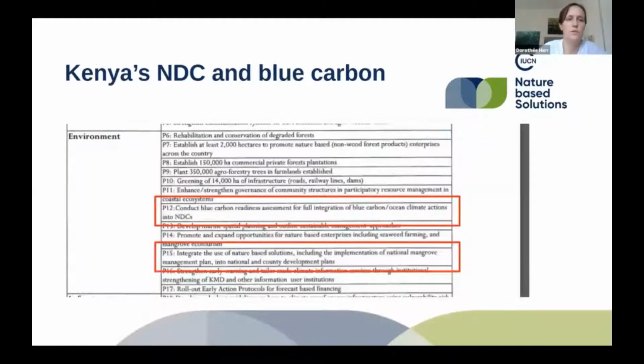And James alluded already to that, specifically other countries like Kenya made very specific references to blue carbon in their NDCs, on some sort of broader nature-based solutions, or for readiness assessment, etc., to be able to, in the next round of NDCs, have hopefully higher ambition, as well as more quantitative numbers that can make it into the targets.